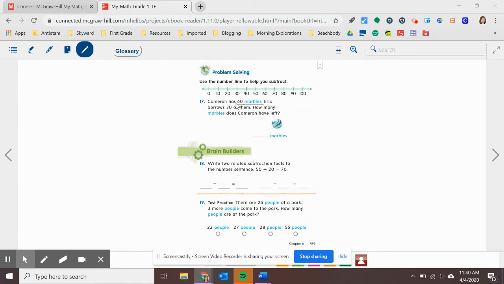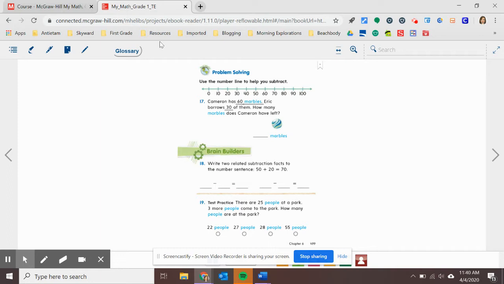And it says Cameron has 60 marbles. Eric borrows 30 of them. How many marbles does Cameron have left? So you'll see I started marking this up myself. I thought to myself, what are my important numbers? So I see 60 marbles. So I went ahead and I underlined that. I want you to underline it too. Then I also see the number 30. So I'm going to underline the number 30 too. That's my other important number.